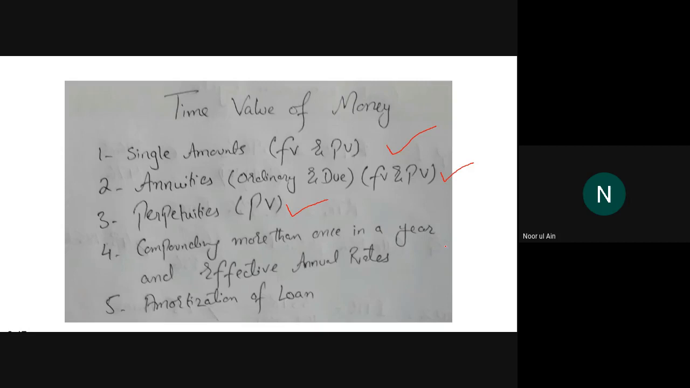From here on, we'll move on towards the fourth topic, which is how your formulas change when compounding or discounting is happening more than once in a year, and what is meant by effective annual rates and how these are calculated.